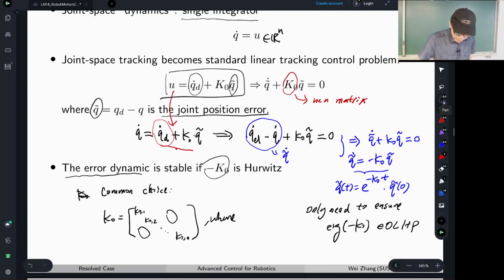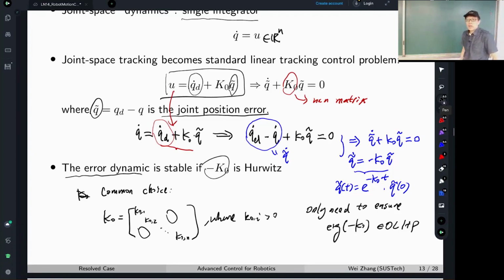where K0i is bigger than 0. You just have a diagonal matrix. Each element on the diagonal is bigger than 0. Then the negative of it is smaller than 0, and that will make sure everything is Hurwitz. You just need to choose this gain. This is almost like a damping. Under this design, we can ensure Q converges to QD, or Q tilde converges to 0.